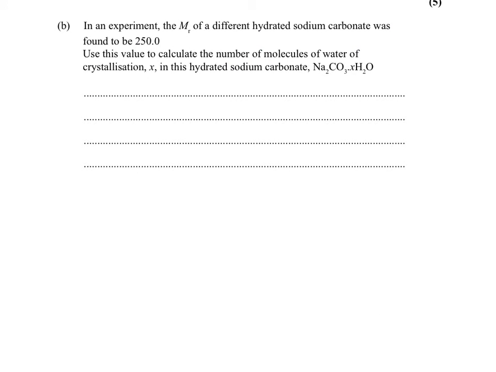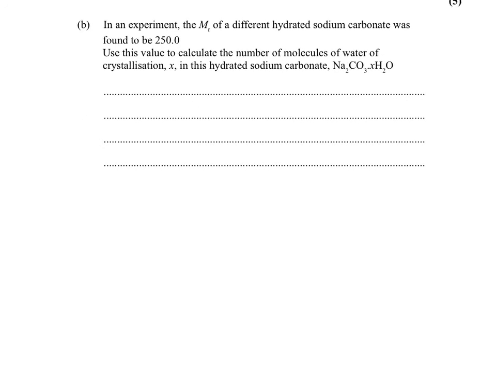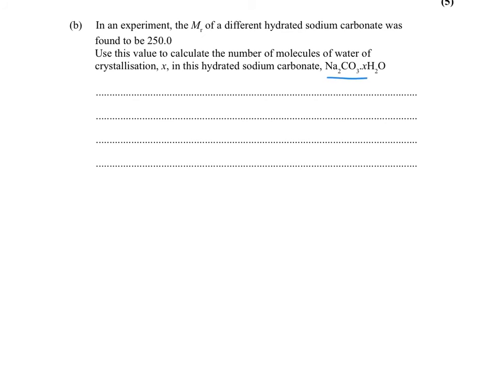In an experiment, the MR of a different hydrated sodium carbonate was found to be 250. Use this value to calculate the number of molecules of water of crystallization x in this hydrated sodium carbonate. Right, so we're going to have a look at this. Now we know the total MR of that is 250. What we can work out using the periodic table is the MR of just that bit. And if we were to take that away from the whole, that should tell us how much of it is water. So let's do that.